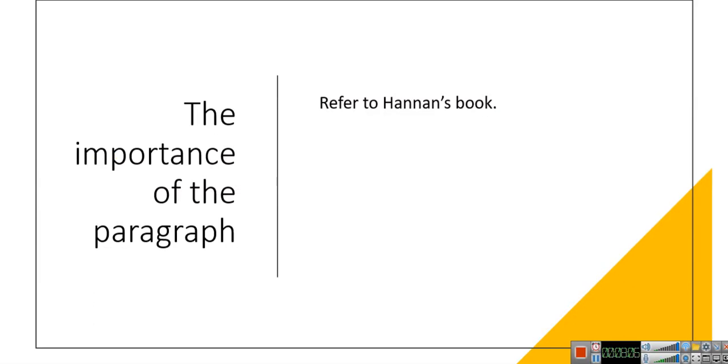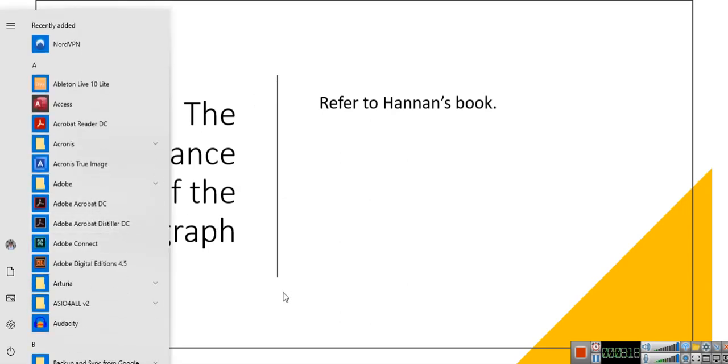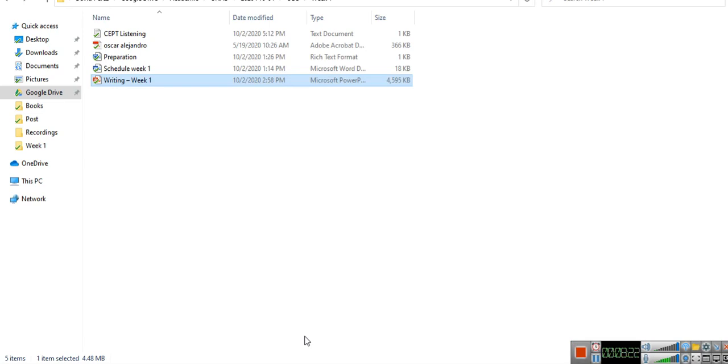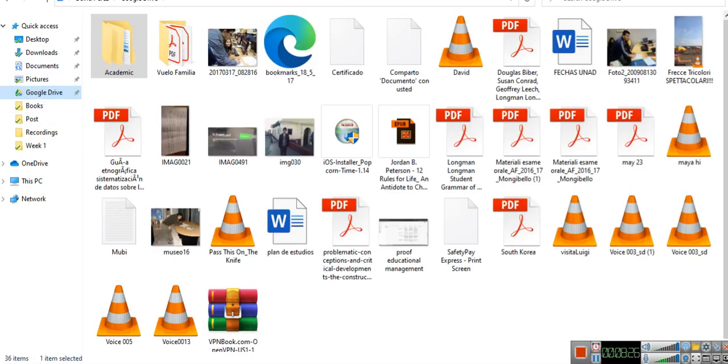All right, so let's start with the importance of the paragraph. And for this, I like to use the book of Hanens, which is about Schopenhauer. I find that book to be excellent, and the quality of writing is very good. So I have it right here.